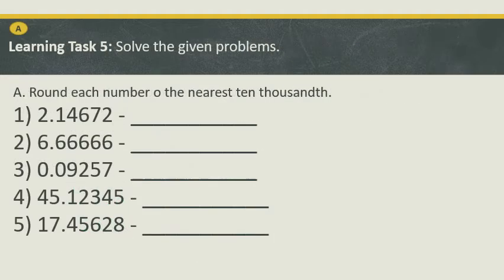Then, for the learning task 5, we will solve the following. Round each number to the nearest 10,000s. So, i-round natin to the nearest 10,000. Paano po ina-identify ang place value sa decimal? Ang pinakamalapit sa decimal na nasa kanan, ito po ay tenths, hundreds, thousands, 10,000. Ibig sabihin yung pang-apat simula sa decimal point, yun po yung 10,000. Yun po yung mga i-round off natin.